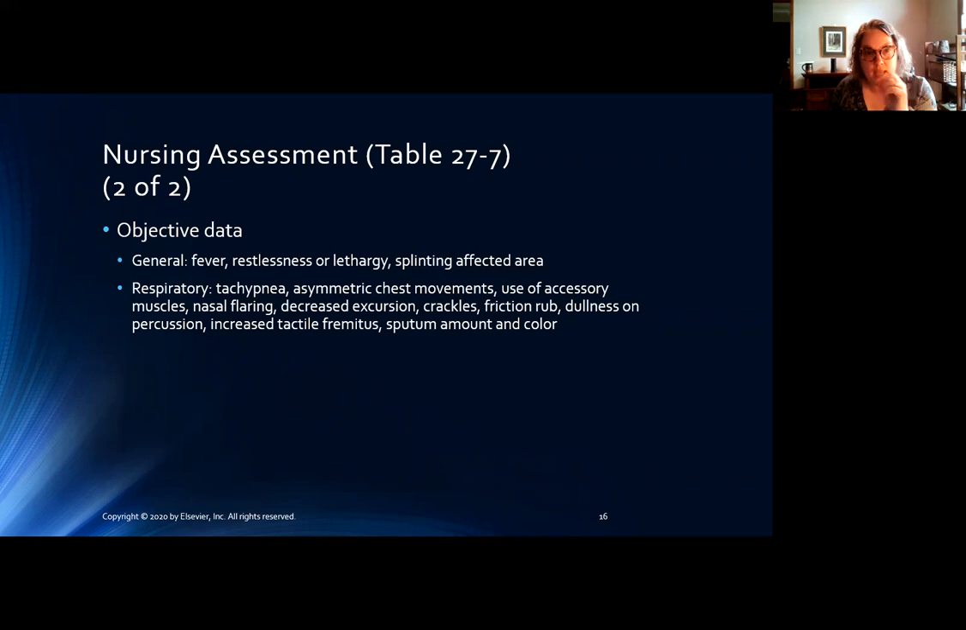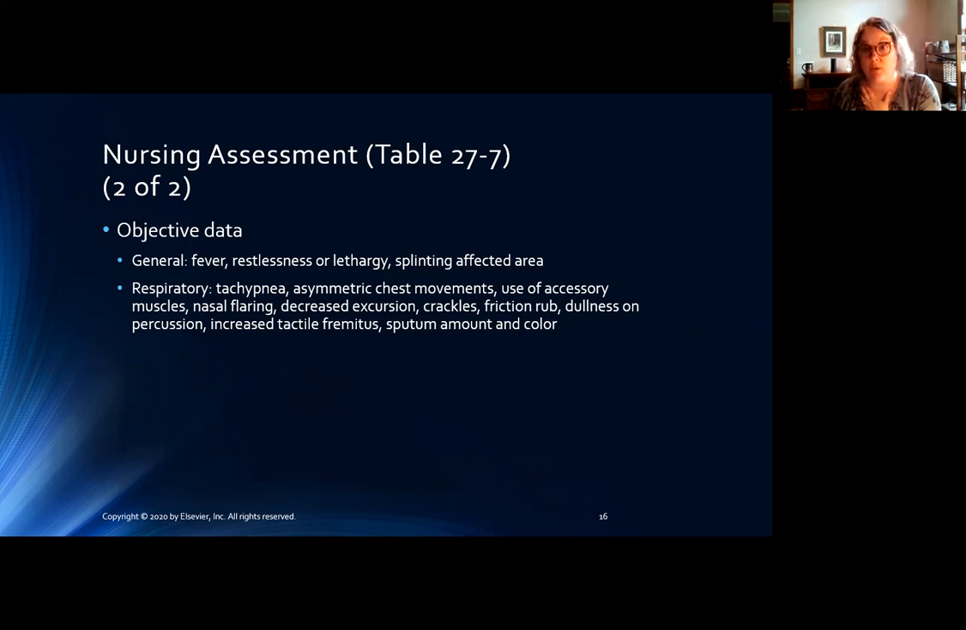Are they symmetrical or are they asymmetrical? Are they using their respiratory muscles? Are they flaring their nose? How is their breathing out? Do we hear any crackles? Do we hear friction rub? Do we feel dullness on percussion?